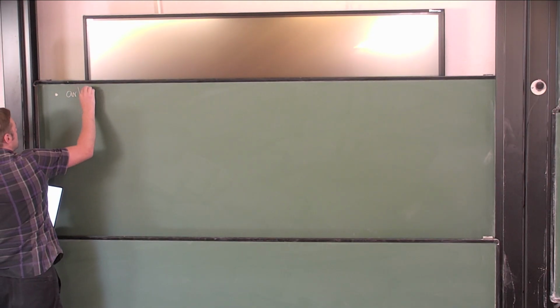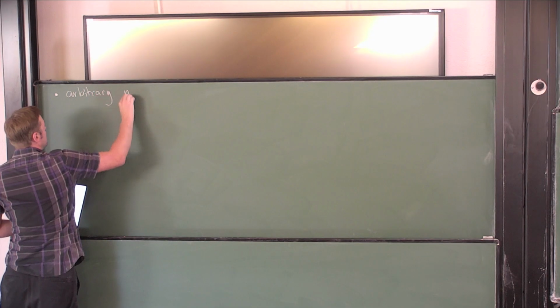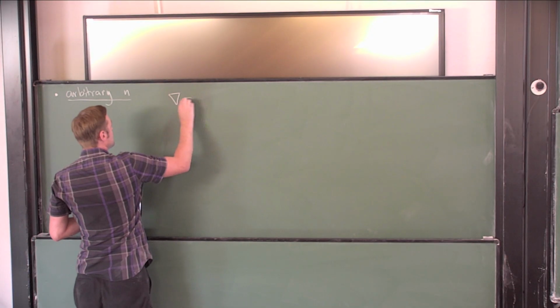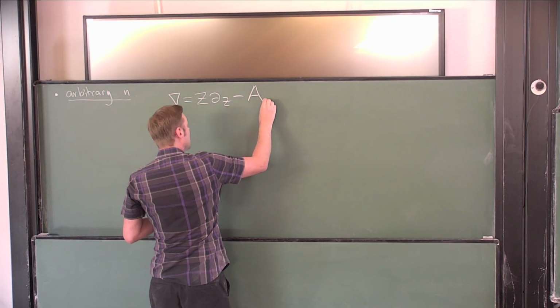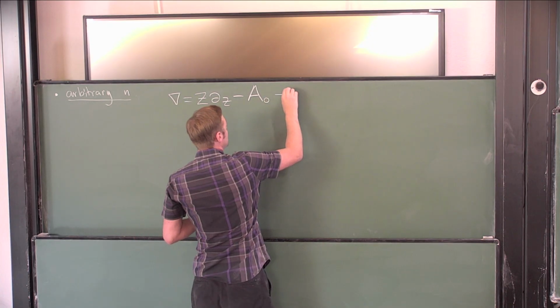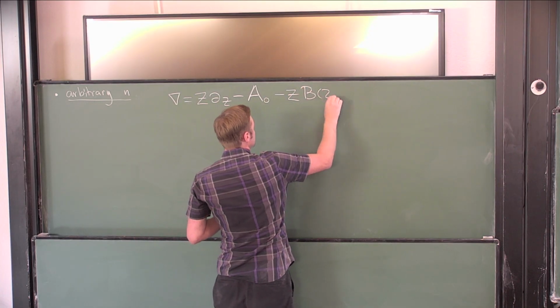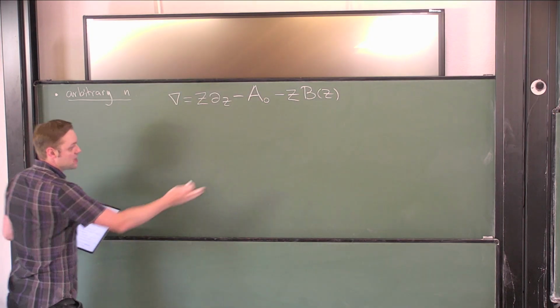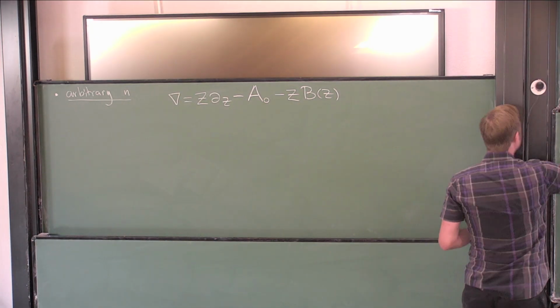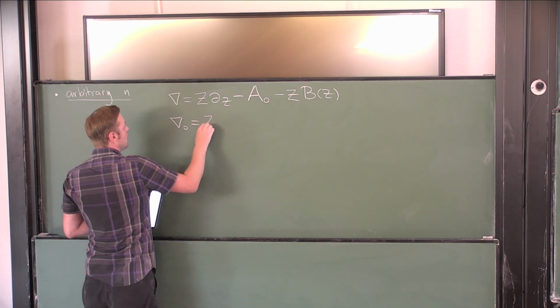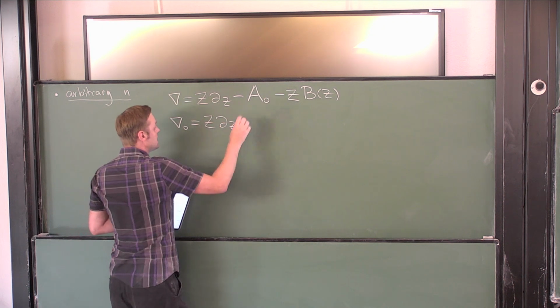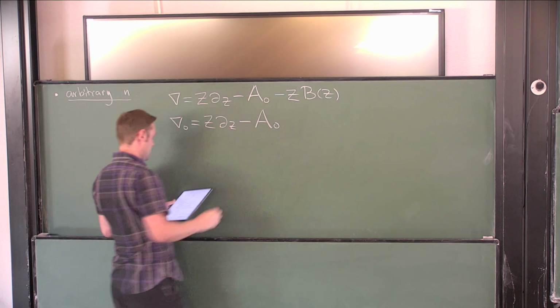Okay, so let's now consider arbitrary n. So what we have is a system like this, z del z minus A naught, that's the residue matrix, minus z B of z. And motivated by this example, let me consider a candidate normal form to be just of the form where B gets eliminated. Something like this.